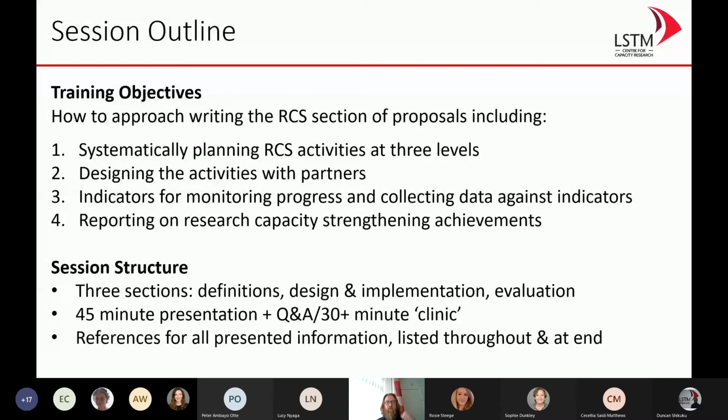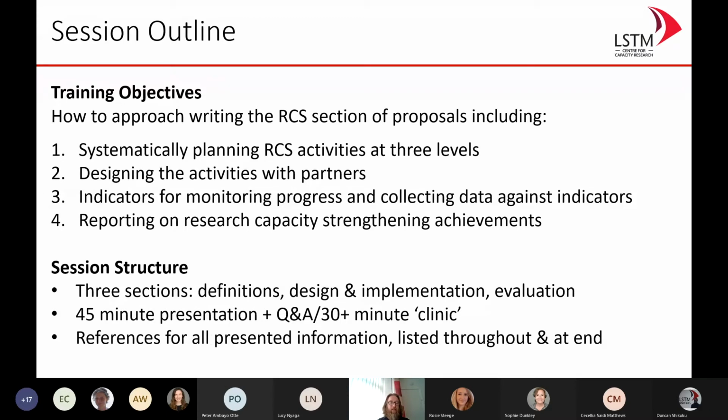So our outline for today, as advertised, our training objectives: how to approach writing the research capacity strengthening section of research proposals, including systematically planning RCS activities at 3 levels. The 3 levels we'll discuss throughout the seminar: designing the activities with partners, indicators for monitoring progress and collecting data against your indicators, and reporting on research capacity strengthening achievements.